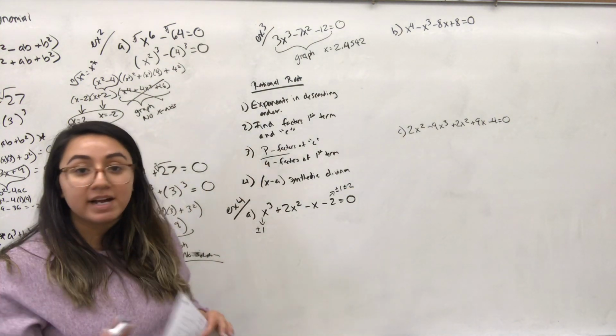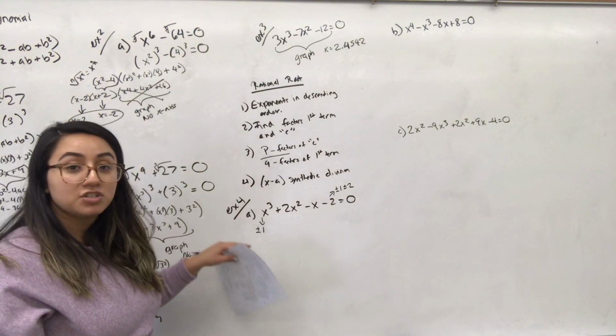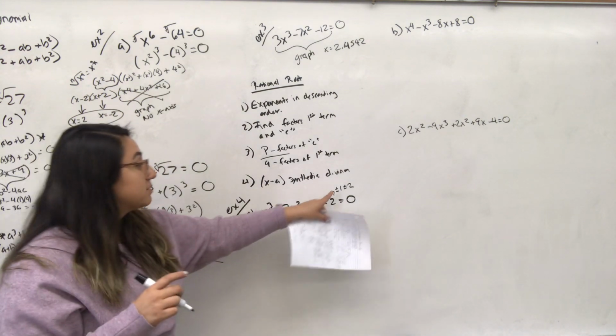So it's always plus or minus whatever number. Factors of 2 is 1 and 2. And the factors of 1 is just 1. So that means you have the possible factors here.